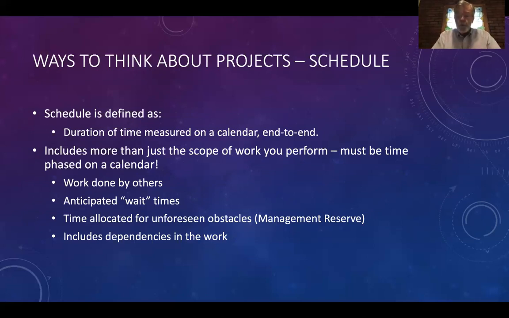It includes more than just the scope of the work you perform. It must be time phased on a calendar. Why? Because some work's going to be done by others. Even if you're the only one on the project, there's probably other people doing things that feed into the project. And you need to keep track of that in terms of times and dates. You have to include anticipated wait times.